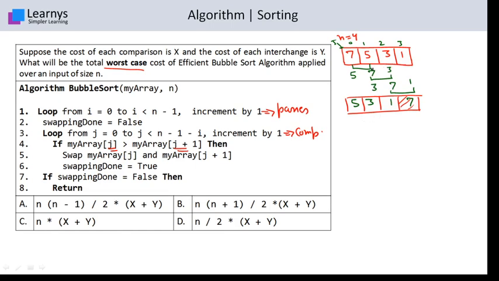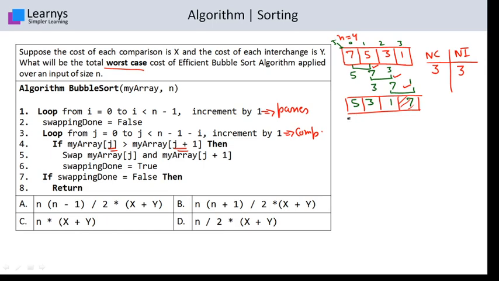Now you can see how many comparisons there are: 1, 2 and 3, and in each comparison an interchange or swap is also there. Suppose here I write NC, which stands for number of comparisons, and here I write number of interchanges. So how many comparisons are there? 3, and in each comparison swapping is also there, so here I write 3 also.